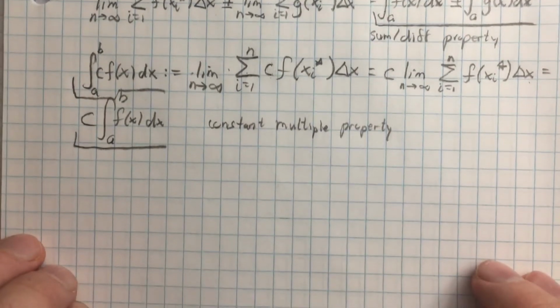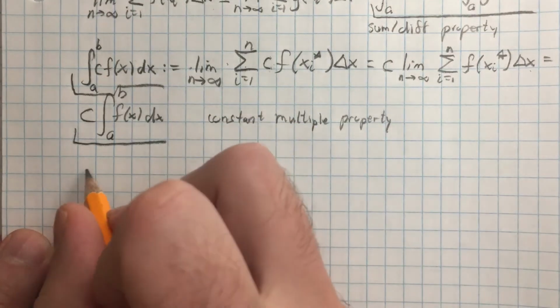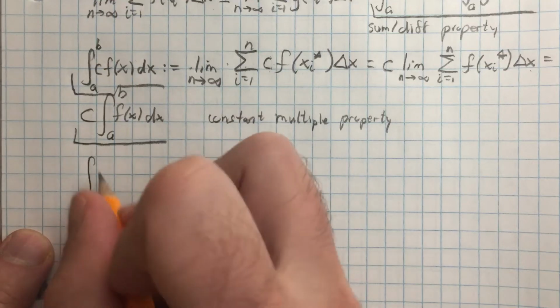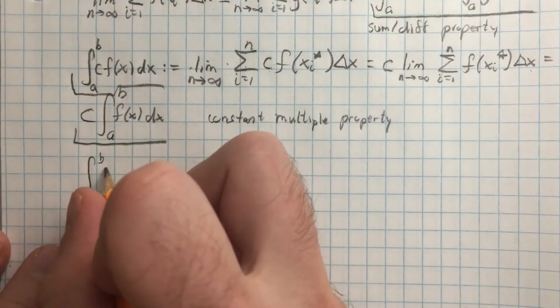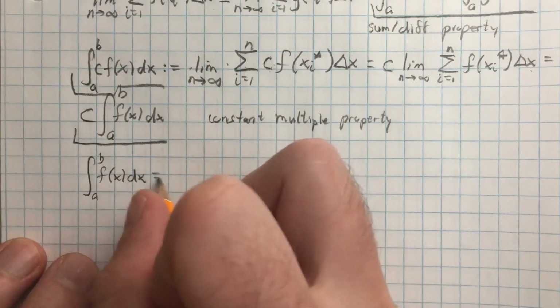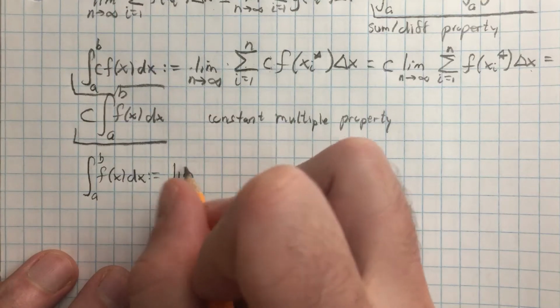The last property here basically just says you can add separate areas together and combine it into one area. So the integral from a to b of f(x) dx is, by definition, what I've written each time. It's a limit definition.